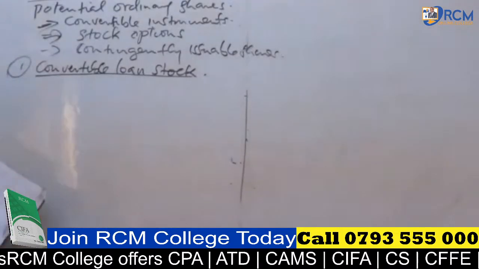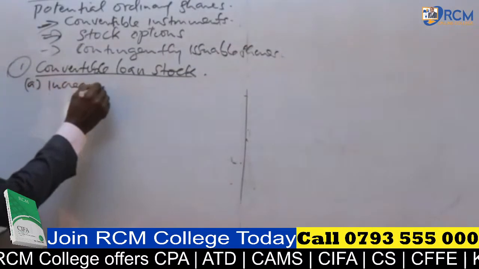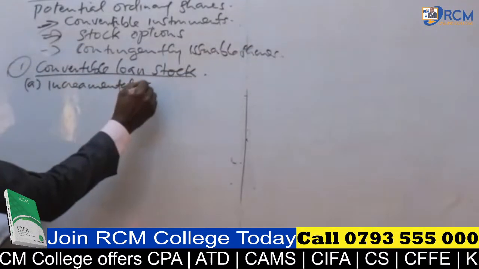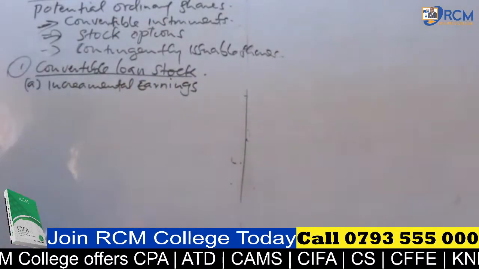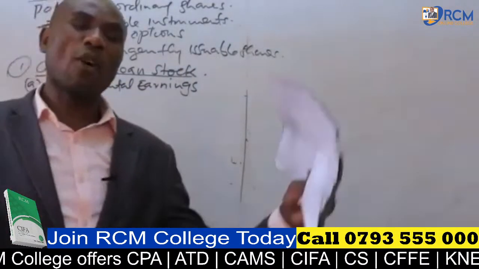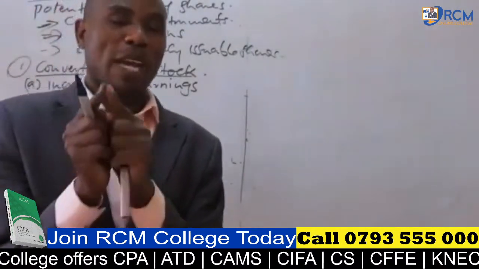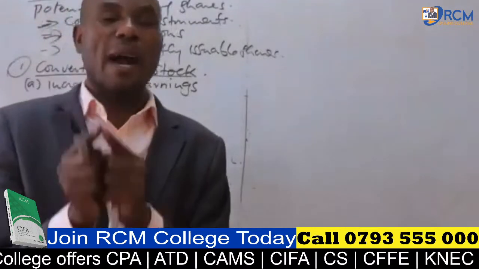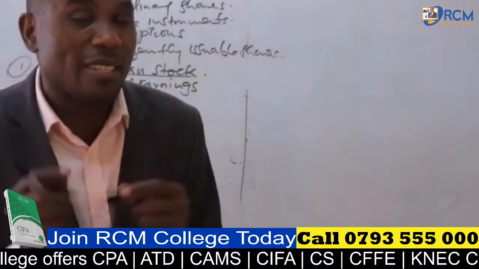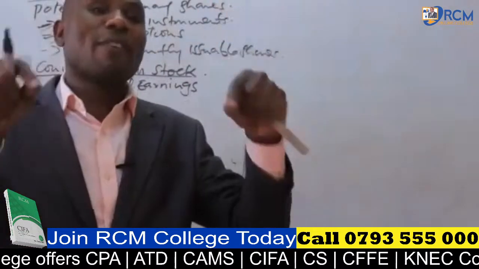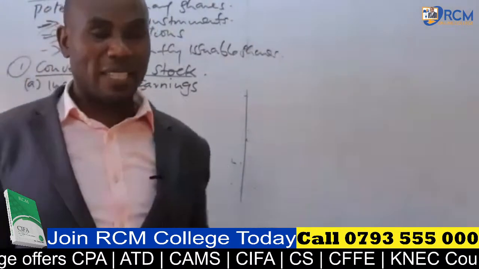Therefore, on convertible loan stock, we check on A, incremental earnings. What is an incremental earning, good friends? The saving you are making on conversion. For example, on loan stock, I'm paying interest each year. When I convert, will I pay interest? No, I will not pay it. Therefore, it becomes a saving. That interest that I will not pay becomes a saving.